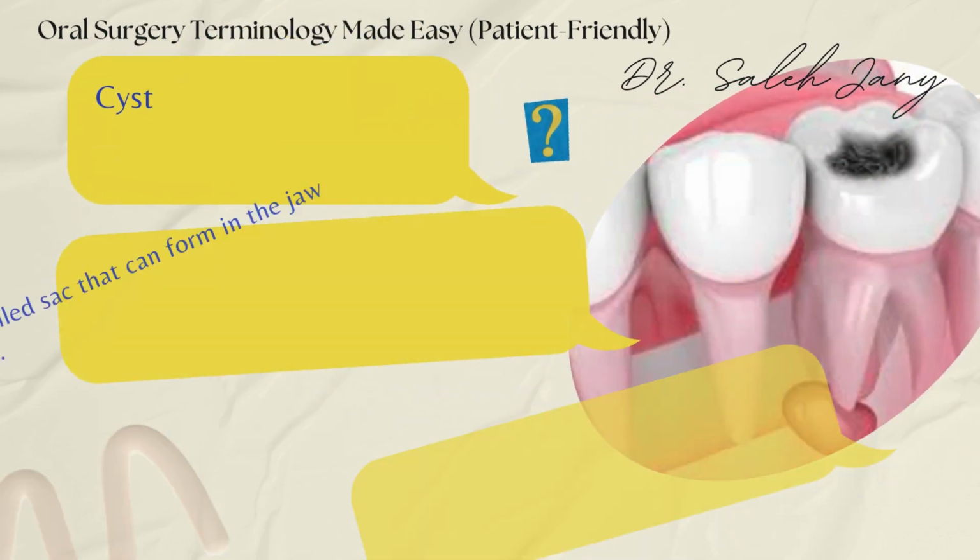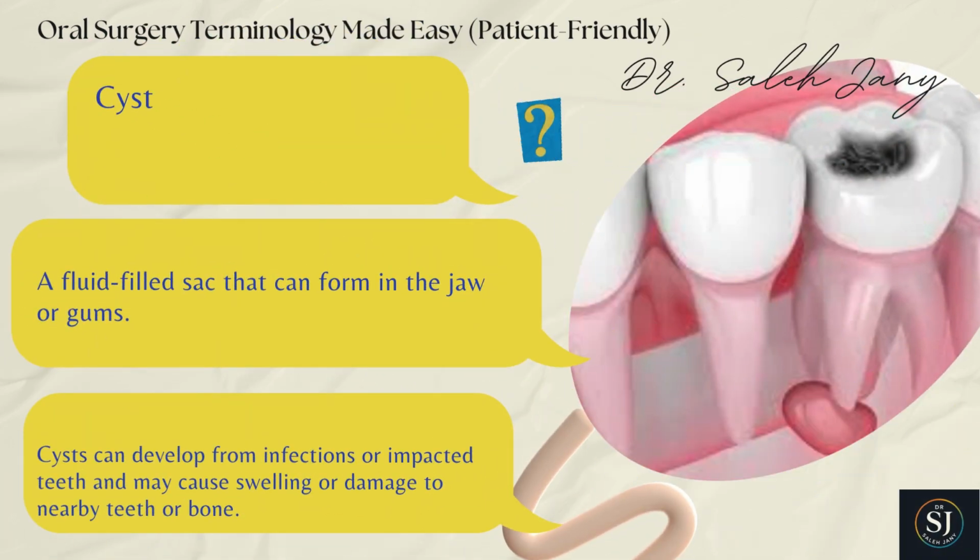Cyst. What it means: a fluid-filled sac that can form in the jaw or gums. Explanation: cysts can develop from infections or impacted teeth and may cause swelling or damage to nearby teeth or bone.